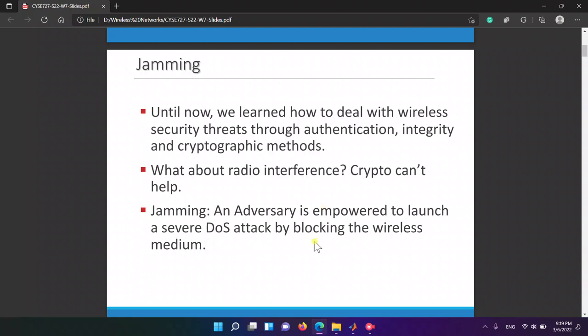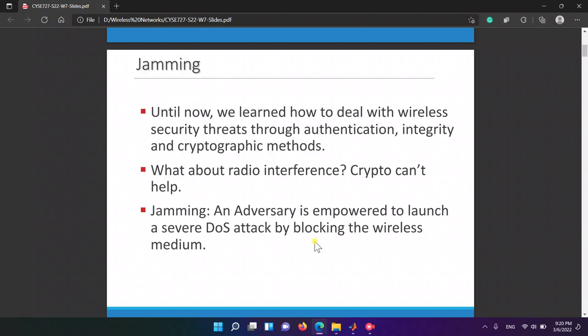Here is the definition of jamming: it is a severe DoS attack, denial of service, by blocking the wireless medium. The denial of service already consumes all the resources of, for example, the receiver, so it blocks access. So what jamming does is affect the wireless medium.